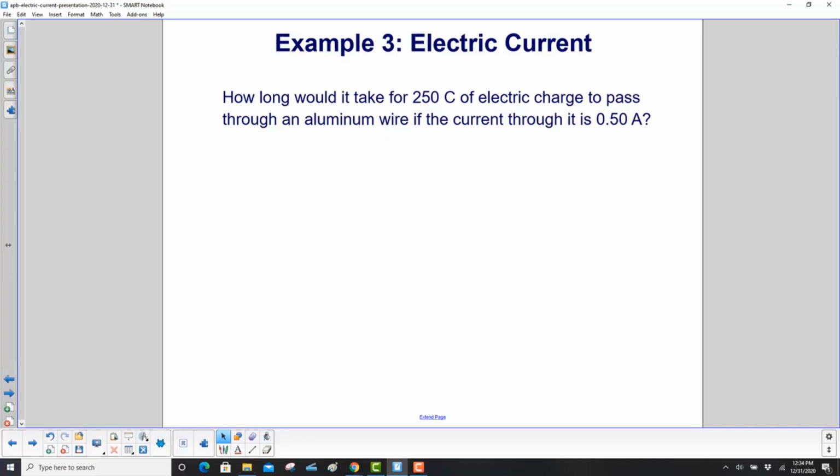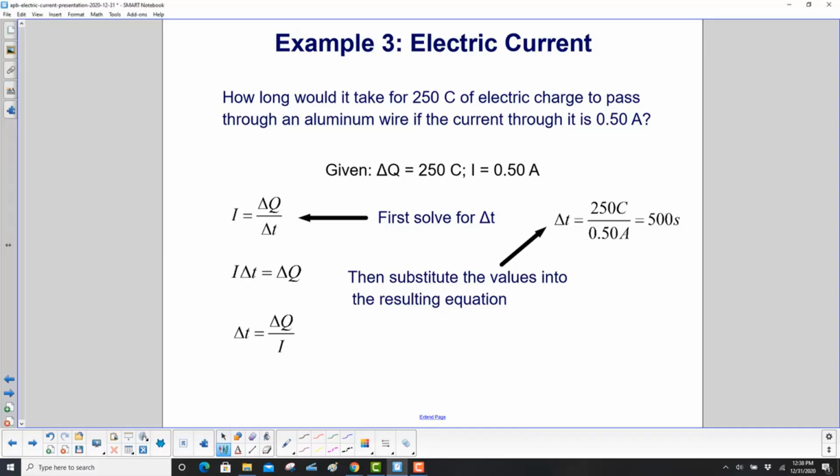How long would it take for 250 coulombs of electric charge to pass through an aluminum wire if the current through it is 0.50 amps? We start by listing our givens. Delta Q, 250 coulombs, current 0.50 amps.